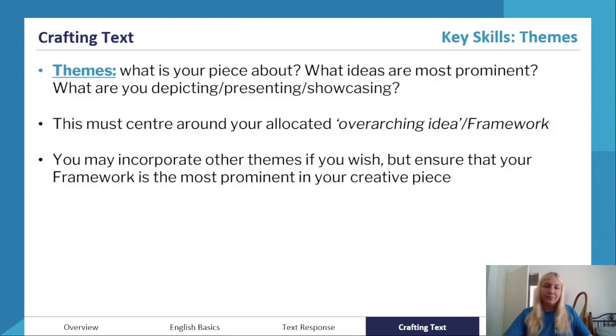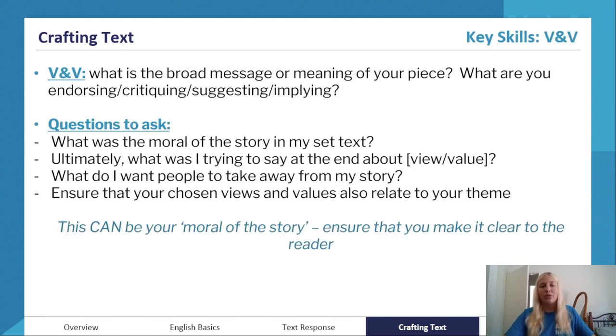Okay. So just finally, your considerations. You need to plan themes. This needs to be part of your plan. That should all be around your overarching framework. The framework has to be the most prominent in your piece because this is what you're assessed on.